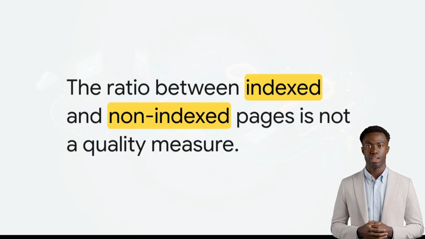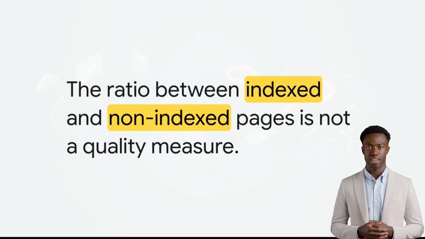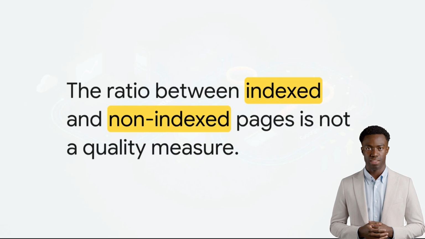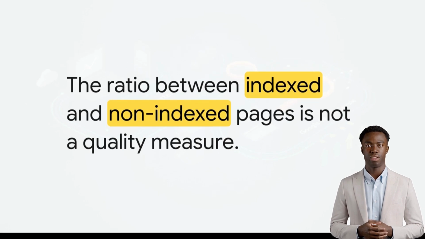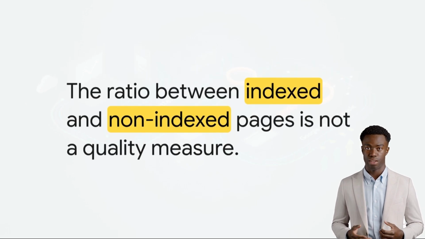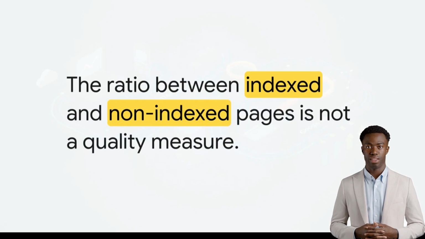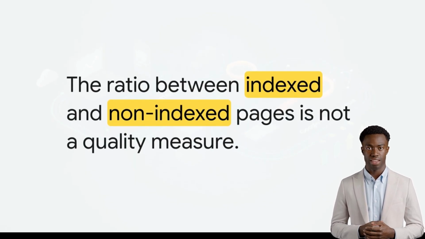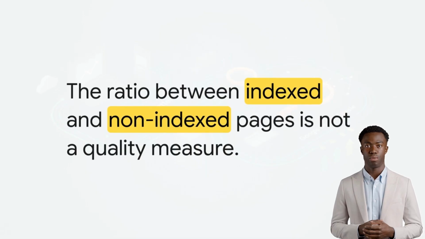There's absolutely no magic ratio. The percentage of indexed versus non-indexed pages on your site is definitely not a quality score. As long as your core high-value digital product pages, the ones you actually care about, are indexed, having millions of non-indexed URLs in your reports is perfectly fine. It just means the system is doing its job of filtering out all the noise.